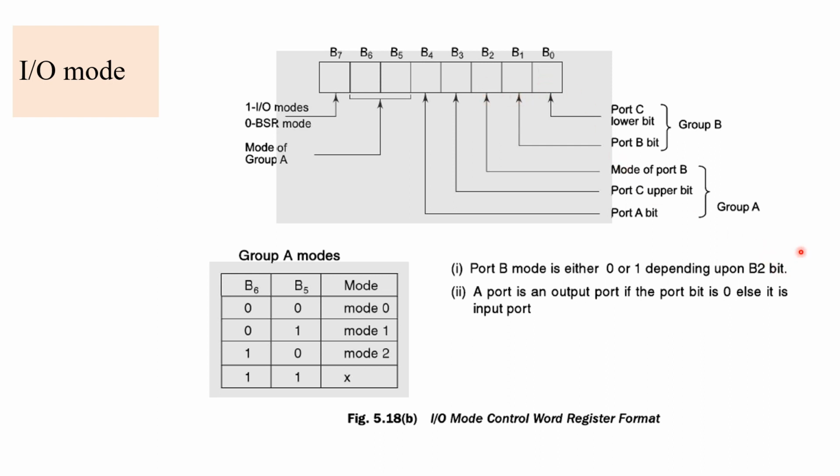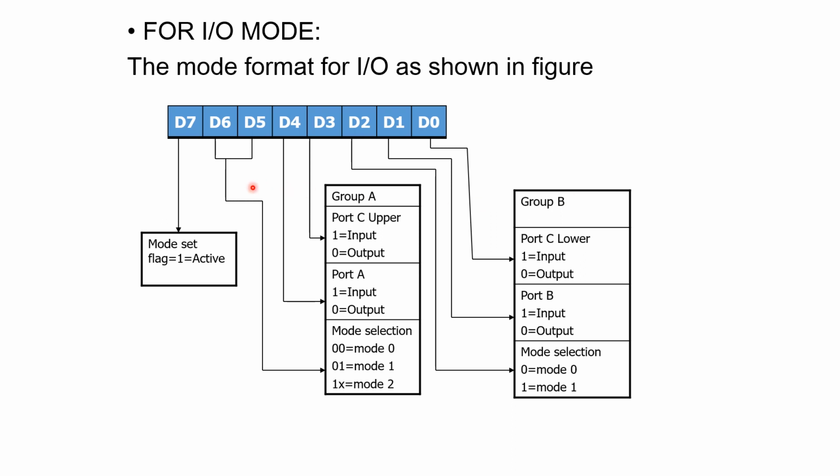So let's see that in detail. First D0, D1 and D2 for group B. D0 is for port C lower. If port C lower bits are used for input, this bit should be 1, and if the bit is 0, port C lower is used for output. The next one is D1. If this bit is 1, port B is an input port. If this is 0, port B is an output port.